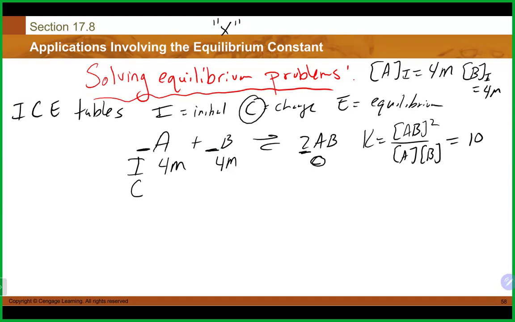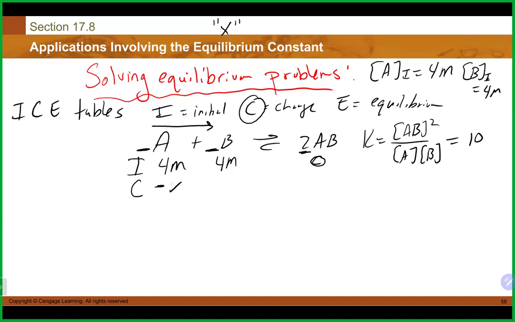Now, for example, because we have no products, the only choice for this reaction is the forward direction has to happen. And because the forward direction is happening, that means that the amount of reactant should be decreasing with time and the amount of product should be increasing. And we represent that with minuses and pluses.